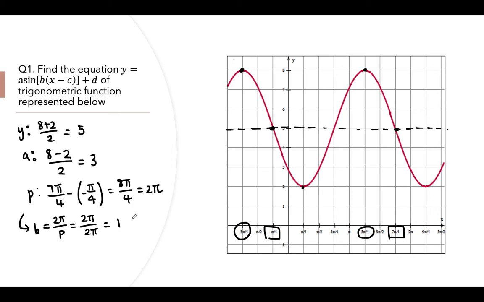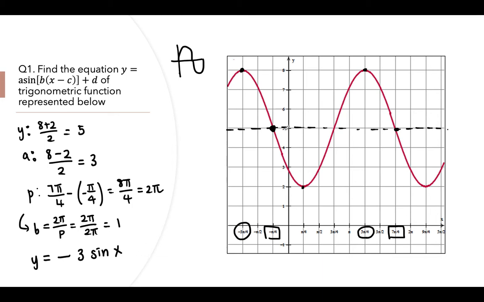Okay, so let's put everything together. If I want to write it in sine, assuming that I'm starting from this point, the sine is supposed to start going up and then down. But right now it's starting from down and up. That means there's a reflection through the x-axis. So y is equal to negative, because we're starting from down and then up, a, which is 3, sine. Now the b value in this case is 1, so I just write 1x.